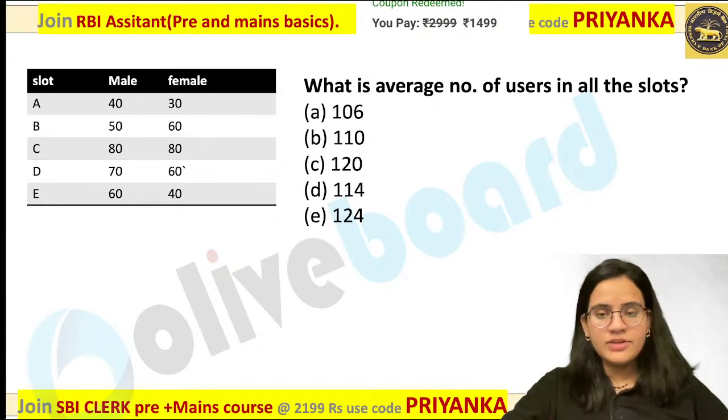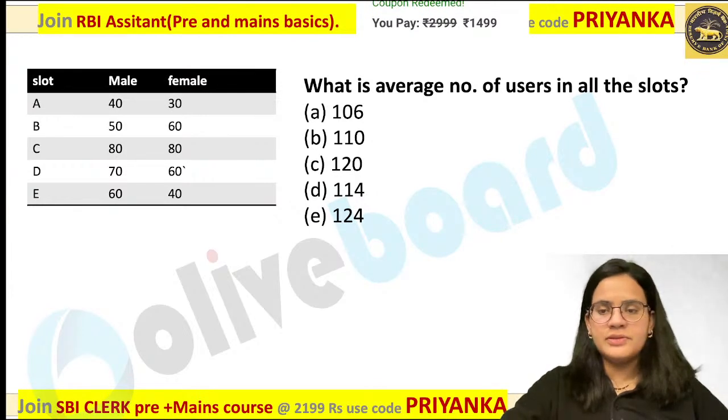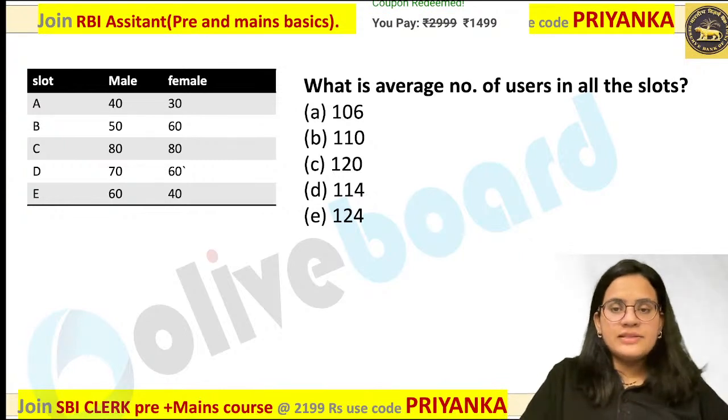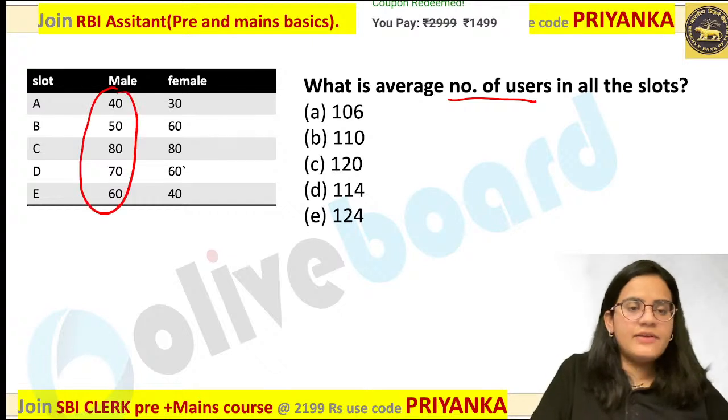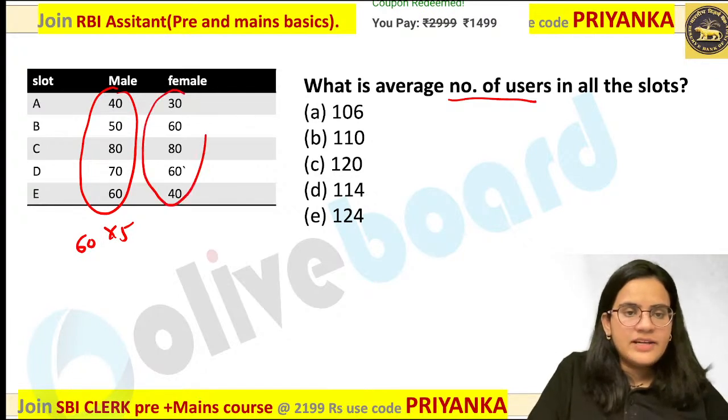Okay, Meena, Vishal, Varalakshmi, Vineet, perfect guys, excellent performance, very good. 114 is the perfect answer, very good. All of you are getting it. What is the average number of users in all the slots? We had already calculated the average, that was 60. So this total value was 300. How will you calculate this average? You can take 60 as the reference again.